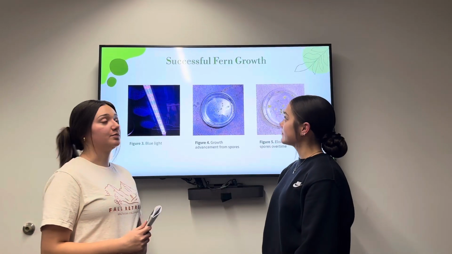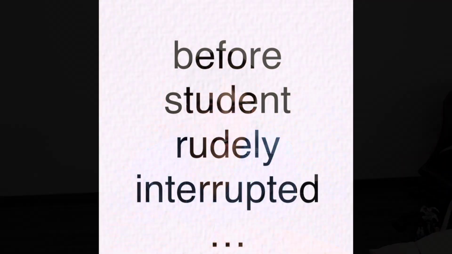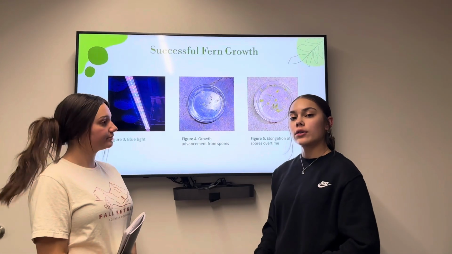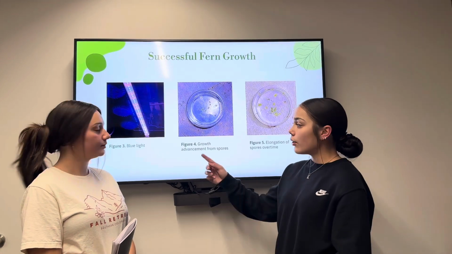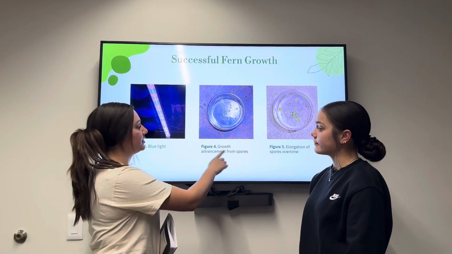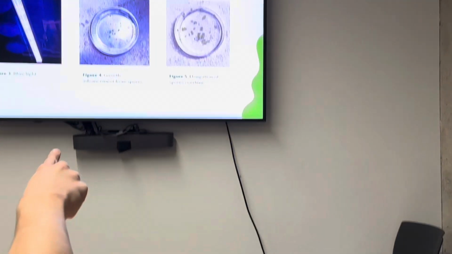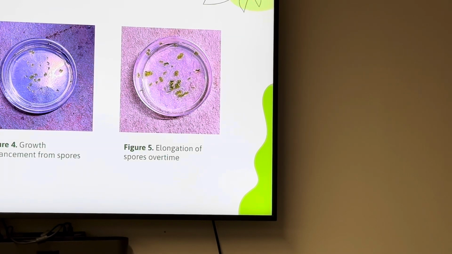So John, this is what your process should be like. Figure 3 is... Well, what is the purpose of a blue light? Well, chlorophyll pigment is attracted to blue light, which is needed for photosynthesis. So, the ferns will grow towards the blue light as if it's the sun. Figure 4 is the first sign of growth. So figure 5 is just figure 4, but the spores have been growing for a longer duration of time.